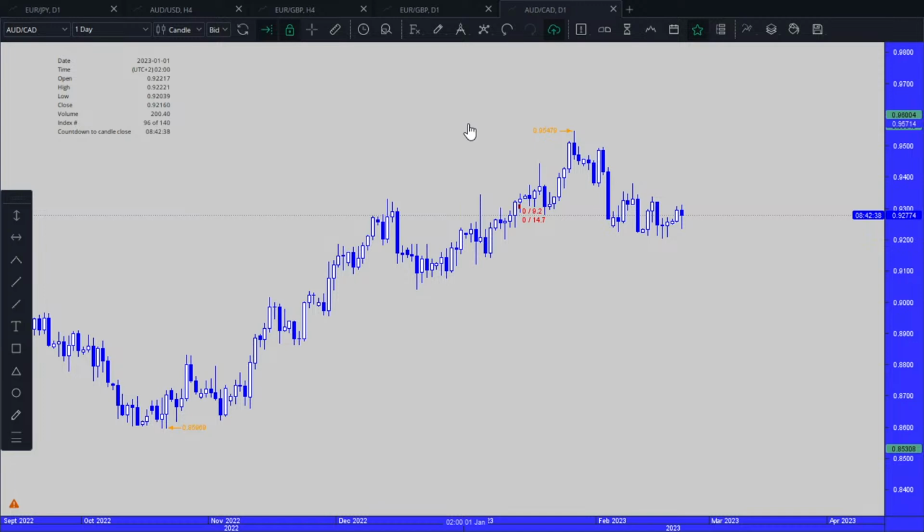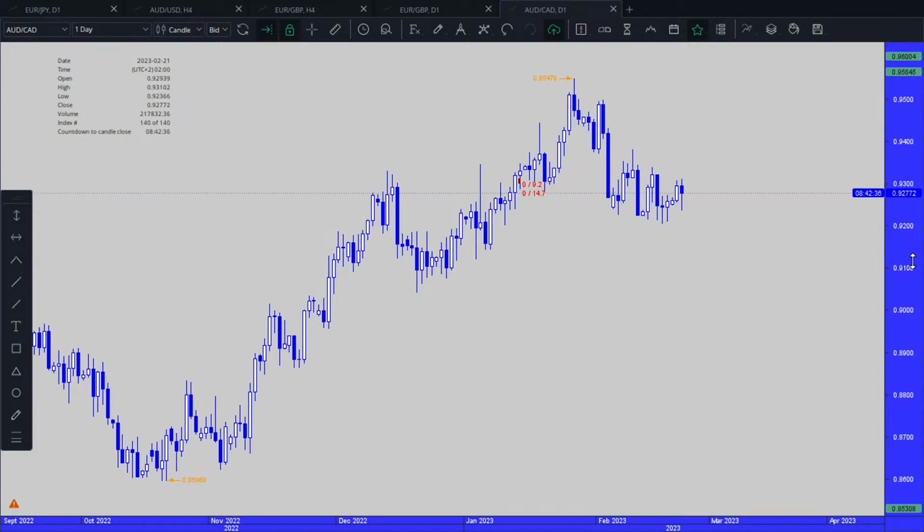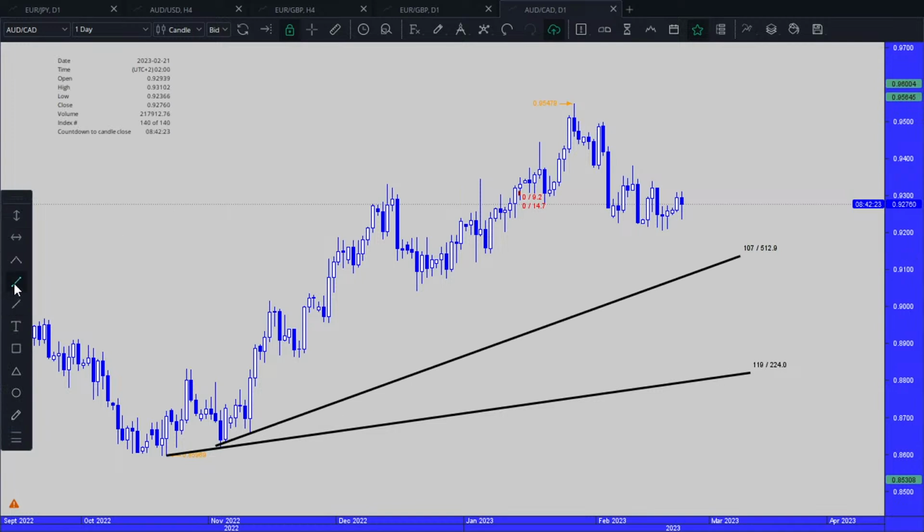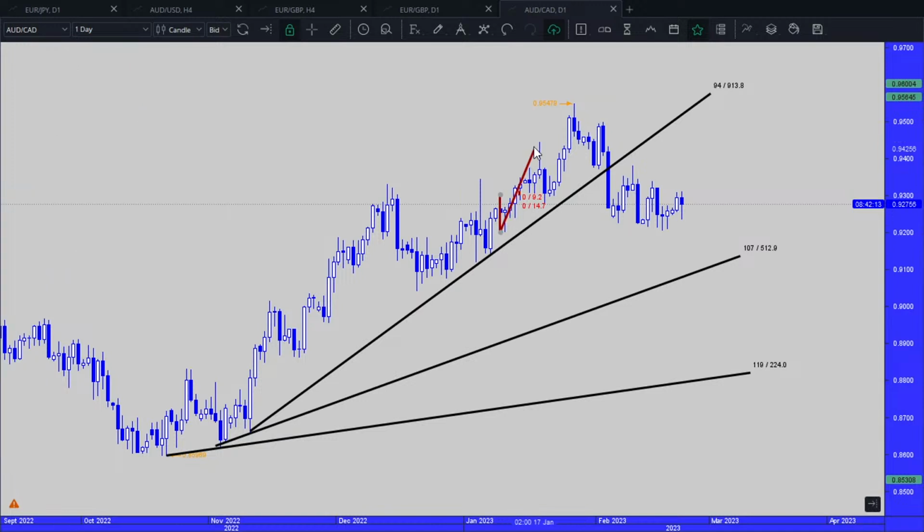Yes, you can ask for any time frame. You can ask for 15-minute chart, 2-hour chart, 1-hour chart. AUD CAD daily chart, just an example. Uptrend line, and finally uptrend line. Highs and lows. High to low to high to low to high to low. To low to high to low to high to low.